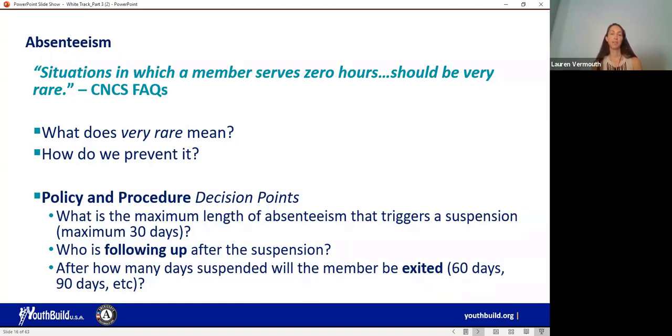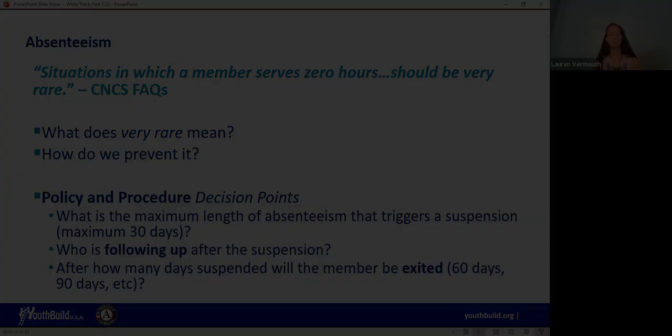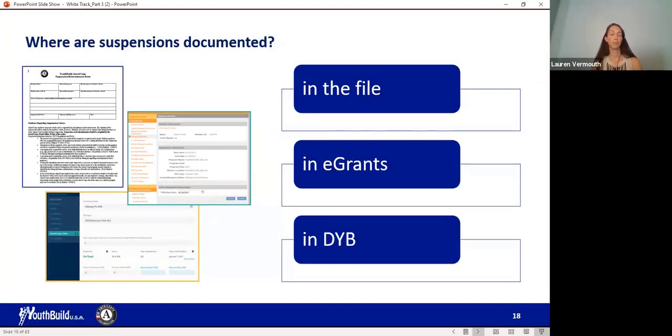So that's my plug for getting that policy and procedure in place if you don't already have it. We're definitely documenting it in the file, and we have a form that we want you to use. It's very brief and quick to fill out. You fill out the member's name, the day that they're suspended, and why. And then you come back later when you're ready to reinstate them, let them start serving again, and you fill out the date that they came back.